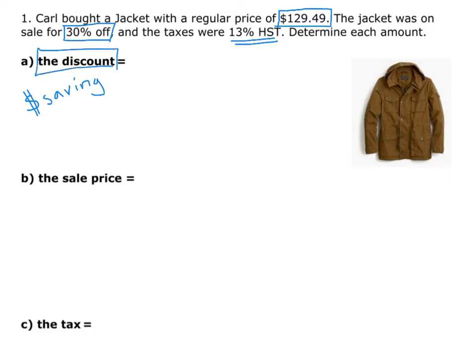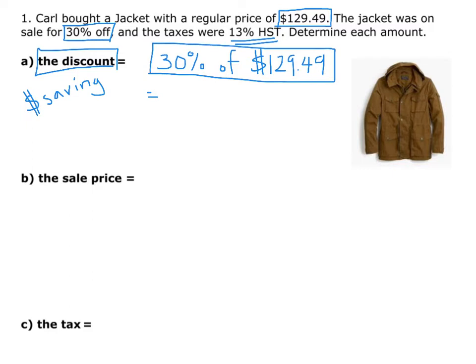So first off, it asks us for the discount. So how much is this guy saving on the jacket? Not what the jacket's price is going to be. How much is he saving? So remember, the ticket price, it says to take 30% off. So we're going to figure out what 30% of $129.49 is. That would be the discount.